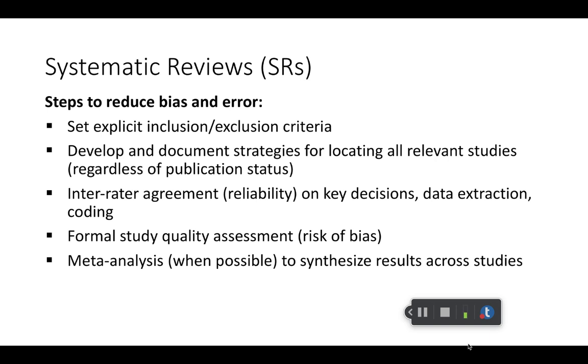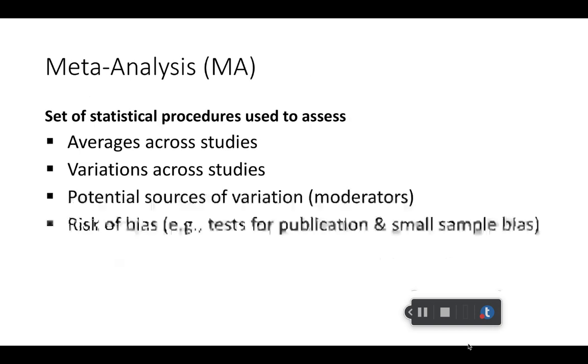Then they use inter-rater agreement, a form of reliability, to make sure that their key decisions are sound, to make sure that data are extracted from studies in a reliable manner, and to make sure that their coding of information from studies is accurate. They conduct a formal assessment of study qualities, known as a risk of bias assessment, to make sure that they understand the relative strengths and weaknesses of different studies in the review. And then they use meta-analysis, whenever possible, to synthesize results across studies.